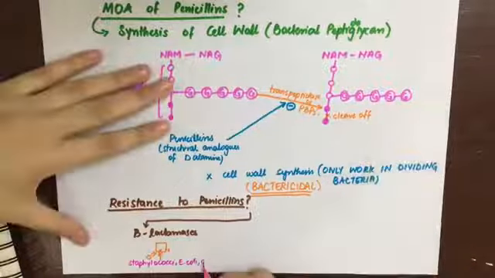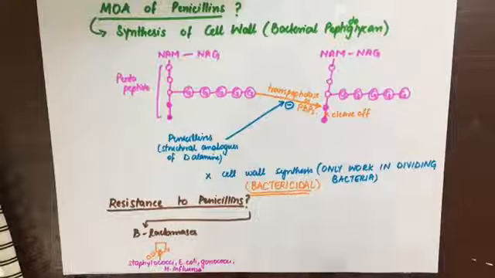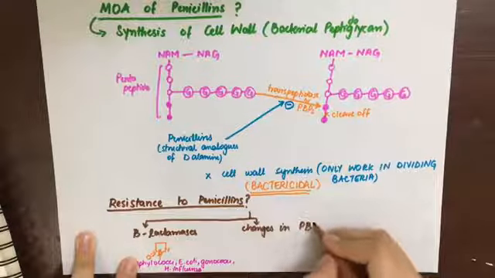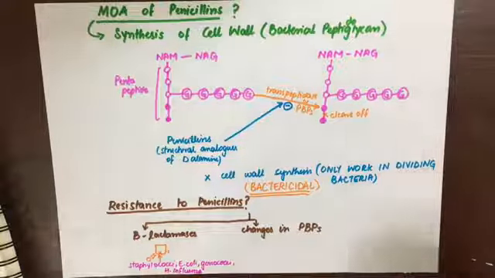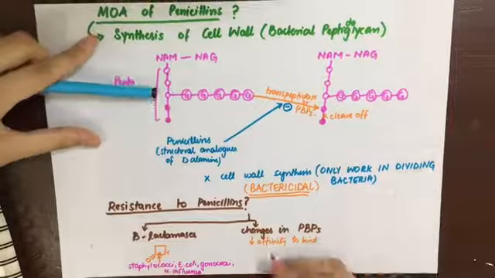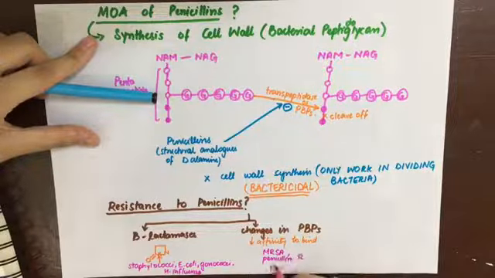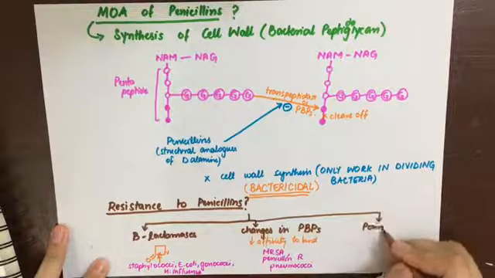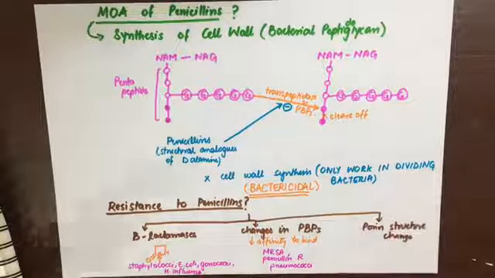The next form of bacterial resistance is by altering their penicillin binding proteins or transpeptidases. This form of resistance is followed by methicillin resistant Staph aureus and also penicillin resistant pneumococci. They do this by altering the penicillin binding proteins, and thus they can evade the penicillins and not let them attach to them.